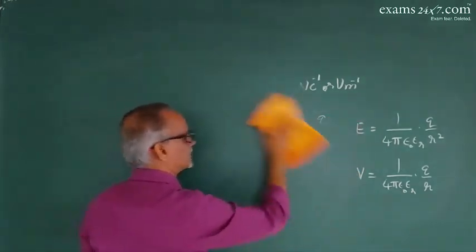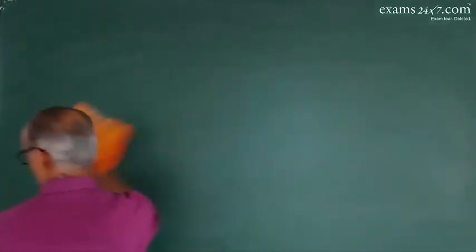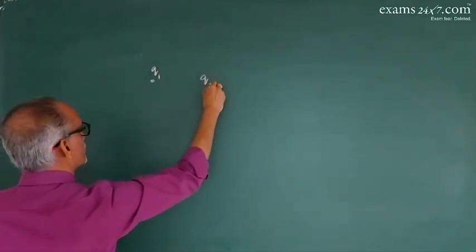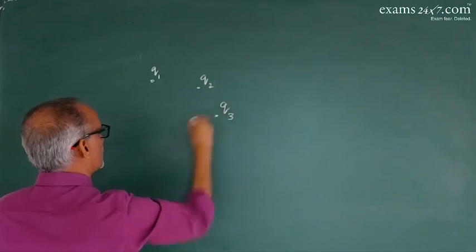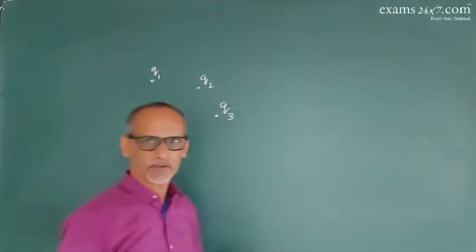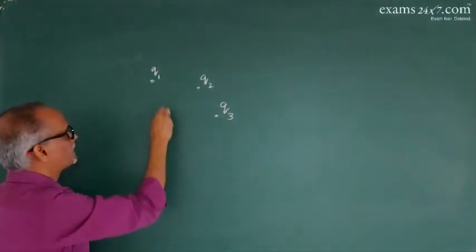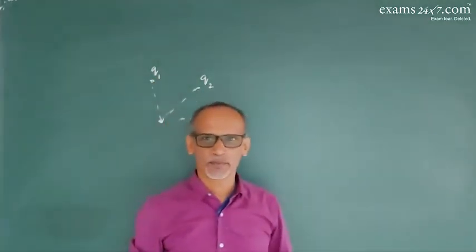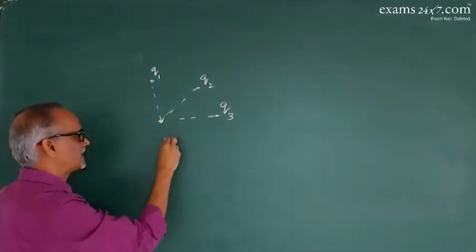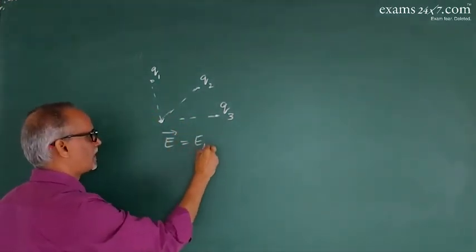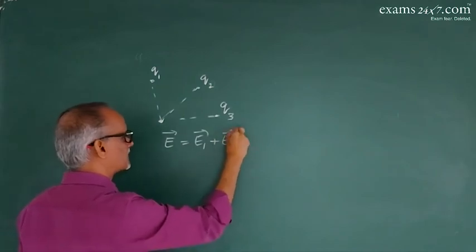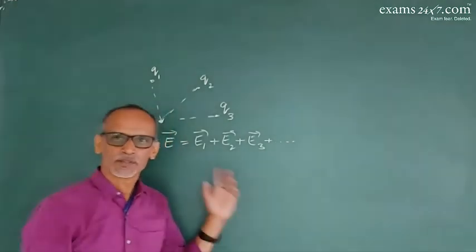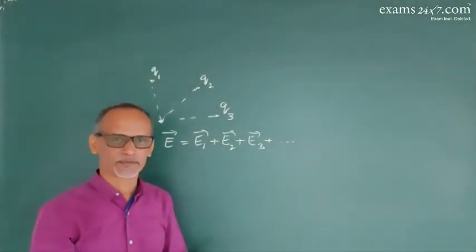If there is a system of charges, many charges, Q1, Q2, Q3 and so on, how do we find the net field due to all these charges? So we use the principle of superposition, where the resultant electric field is equal to the vector sum of the electric fields due to the individual charges. So we use this formula to find the electric field due to a system of charges.